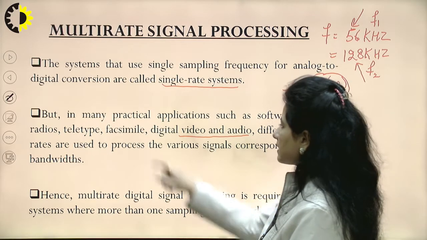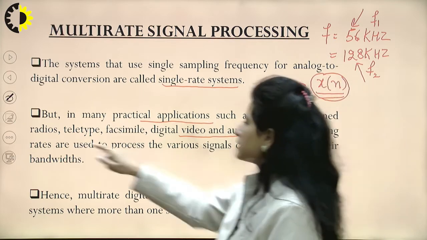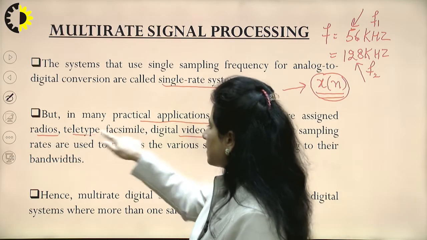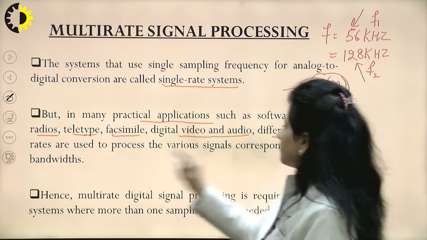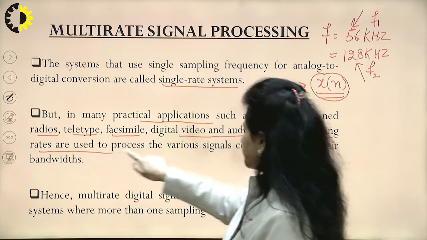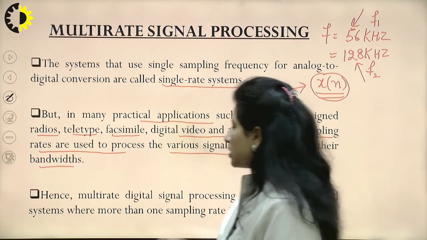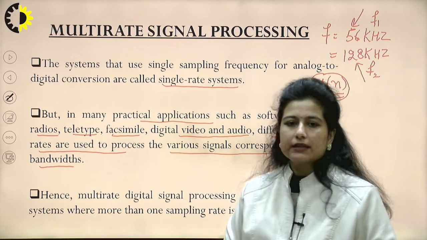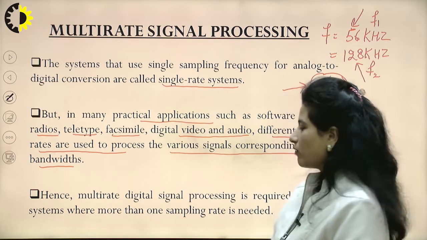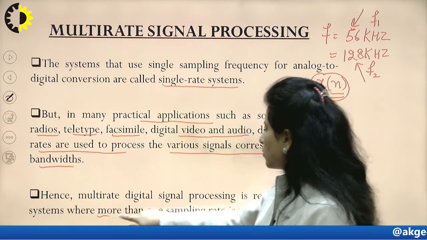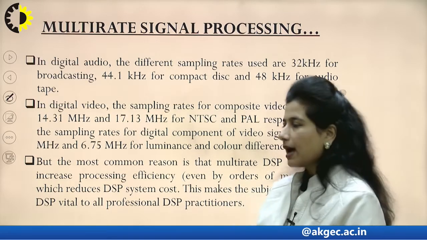So in many practical applications, such as digital audio and video, as well as radios, teletype, facsimile and many other applications, I would require different sampling rates for various signals corresponding to their bandwidth. In this case, we apply this special technique called multiple rates of sampling, having more than one sampling rate as per the requirement of the application.